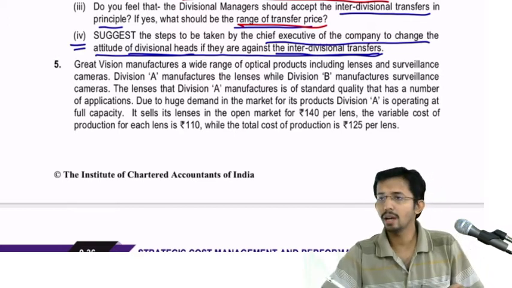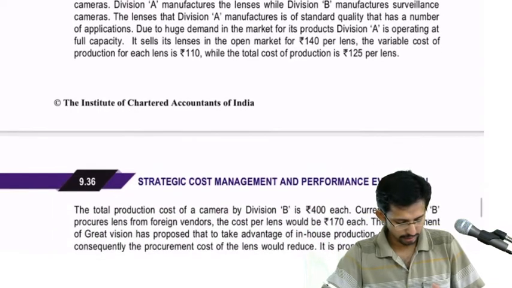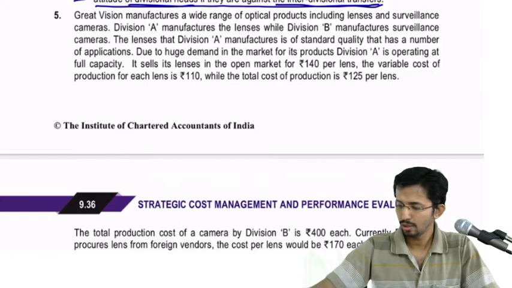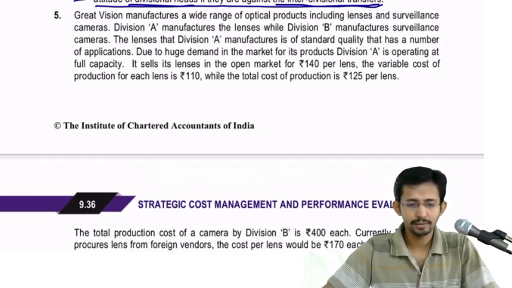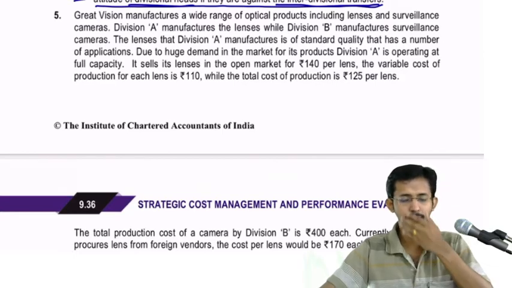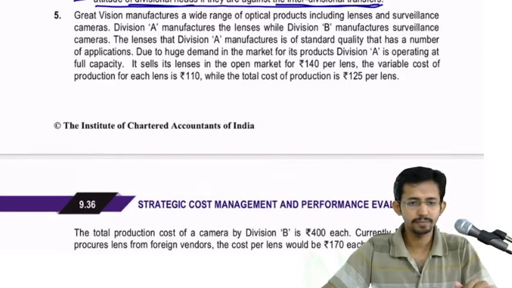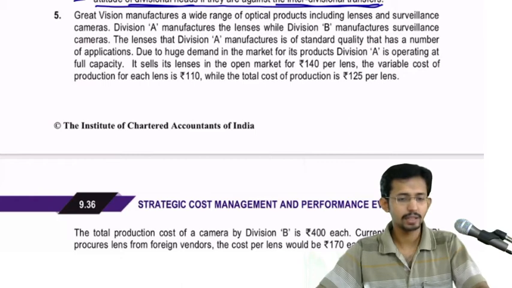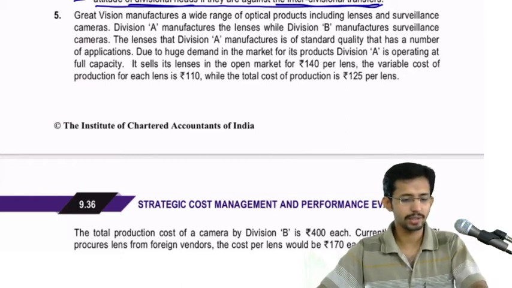Okay, so right now we will take up question number 5 in divisional transfer pricing. You can read the question, then we will read the question once again. You can pause the video and read the question once. Now what is given in the question? Let's see what is given in the question.